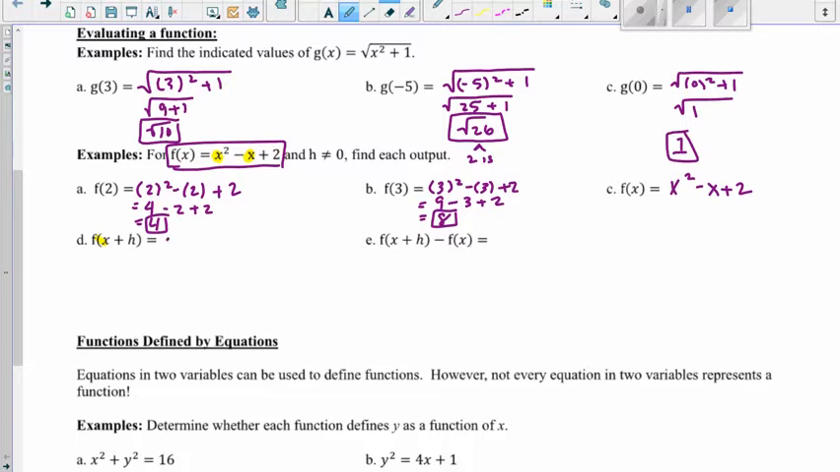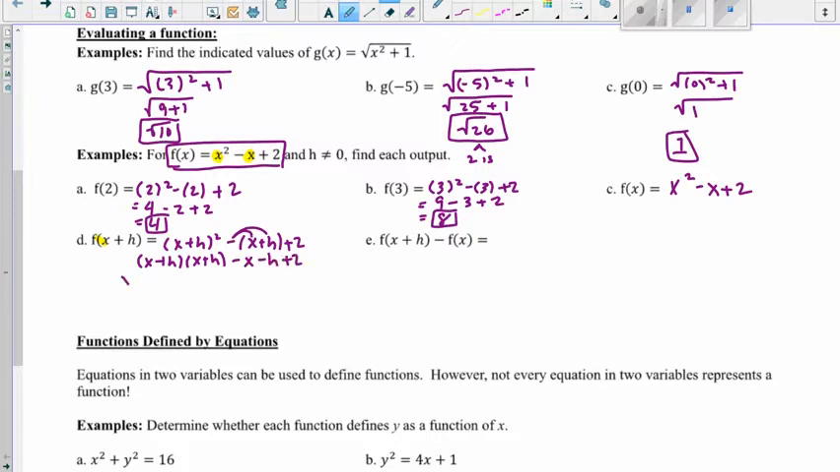So we get (x plus h) quantity squared minus (x plus h) plus 2. Here we have a binomial squared, so that means you want to FOIL that out, because remember, we can't just use the properties of exponents when you have an addition or subtraction sign in between. Here, distribute the negative, so we get minus x minus h plus 2.